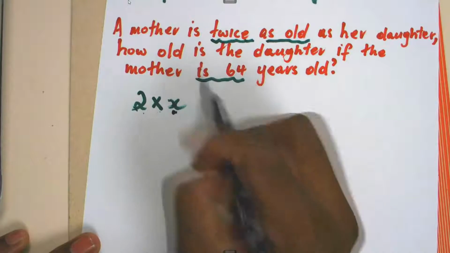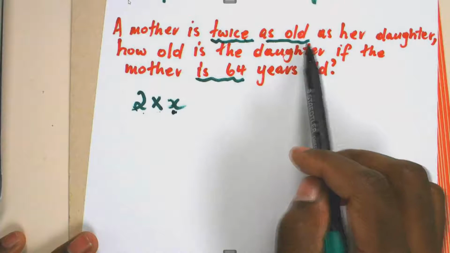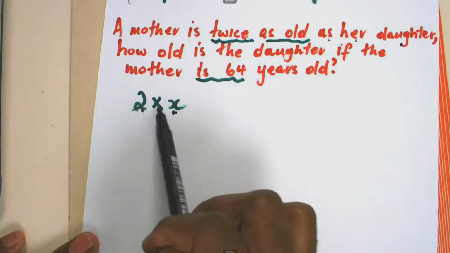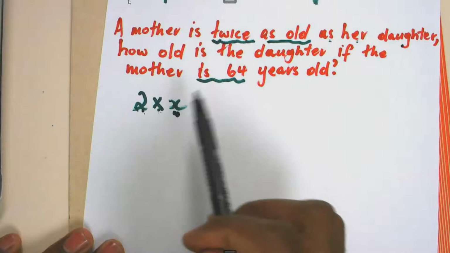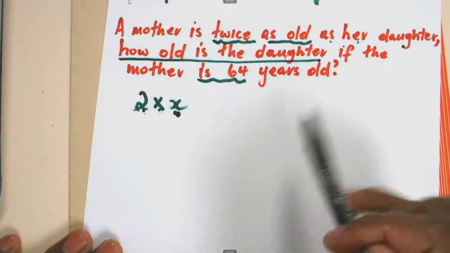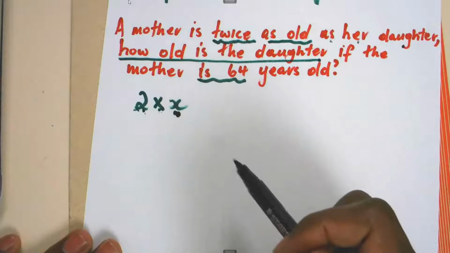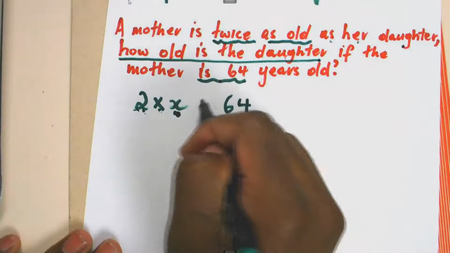And then the mother is, in this case, it says a mother is twice as old as her daughter. Twice as old. As old, you don't know yet. Before we go to that one, we did not know. As her daughter. How old, the question then comes, how old is the daughter if the mother is 64? So we know now the age of the mother, which means the mother is equal to 64.